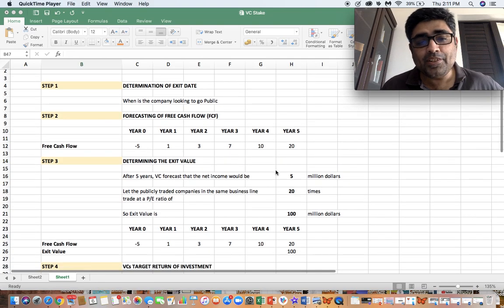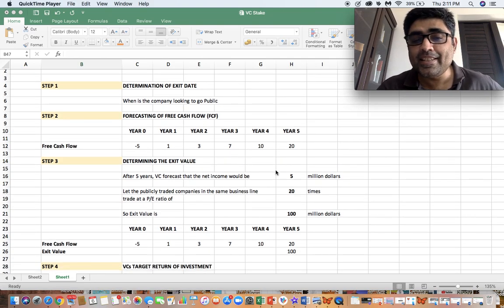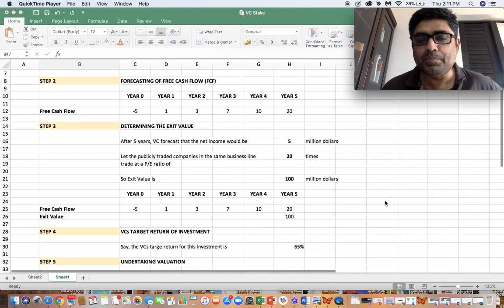In step 3, they try to determine the exit value. Say after 5 years, the VC forecasts that the net income would be roughly around $5 million, and let the publicly traded companies in the same line of business be trading at a PE ratio of 20 times. So the exit value gets to be 5 into 20, $100 million.